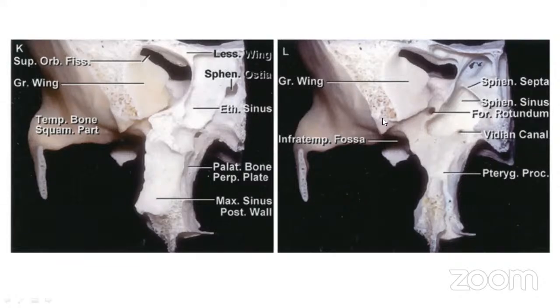This is another diagram in which the maxillary sinus posterior wall is intact and the anterior wall has been removed, to show the proper orientation of the infratemporal fossa and the pterygoid process. This is the greater wing of the sphenoid, and this is the frontal bone.